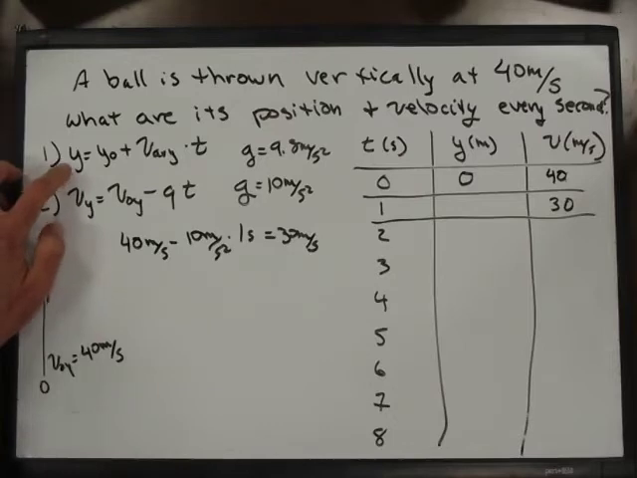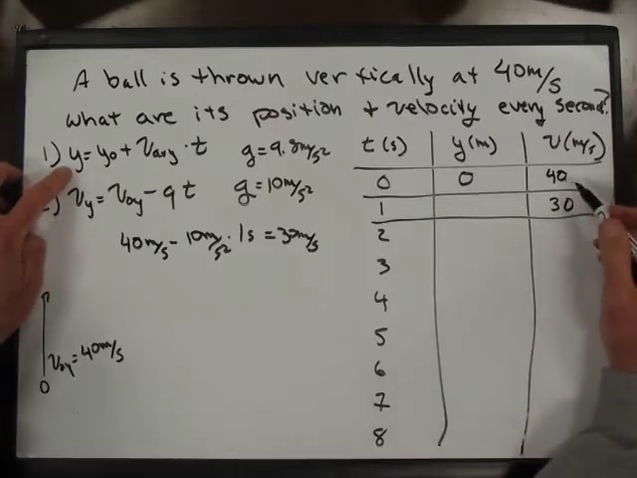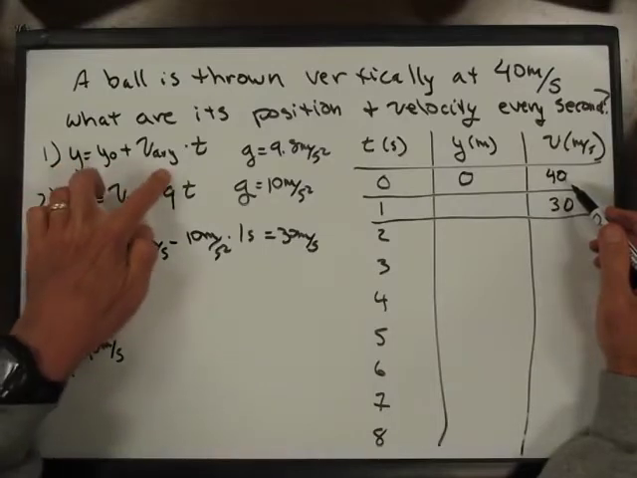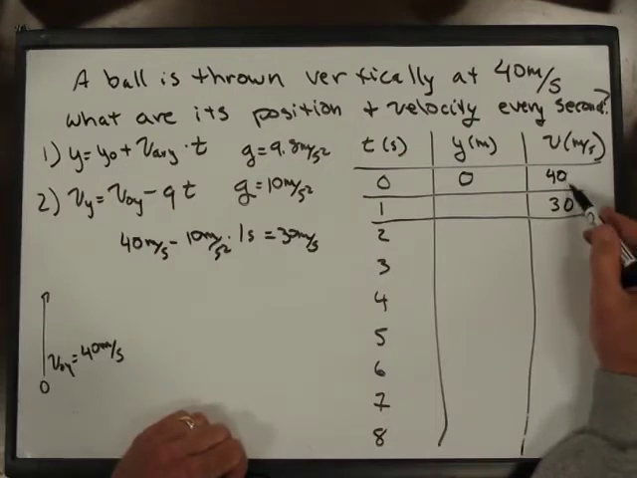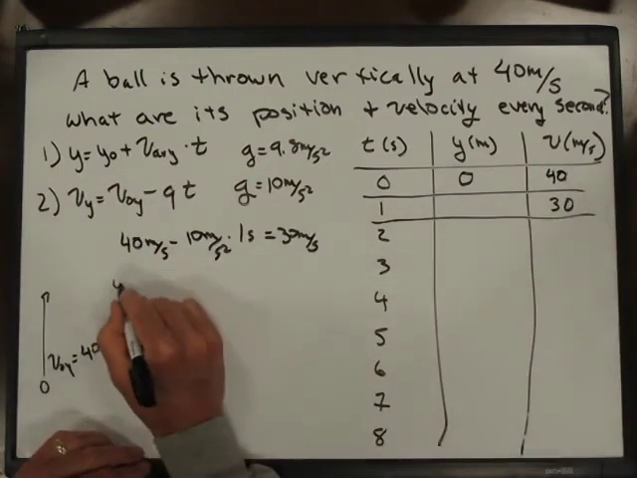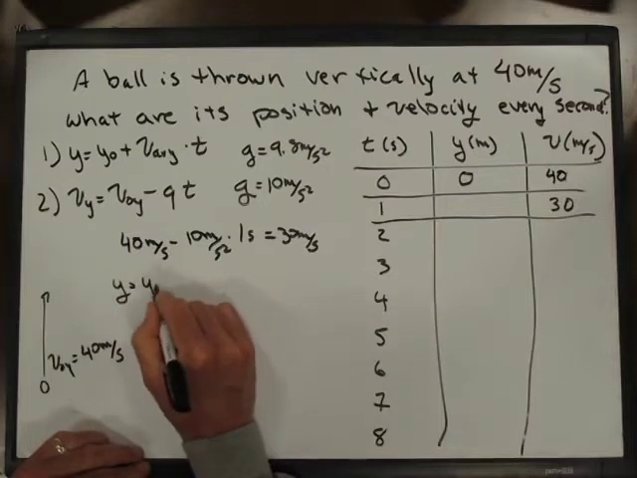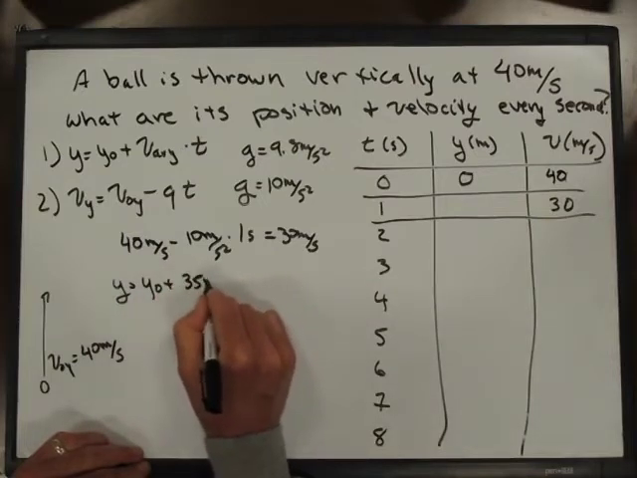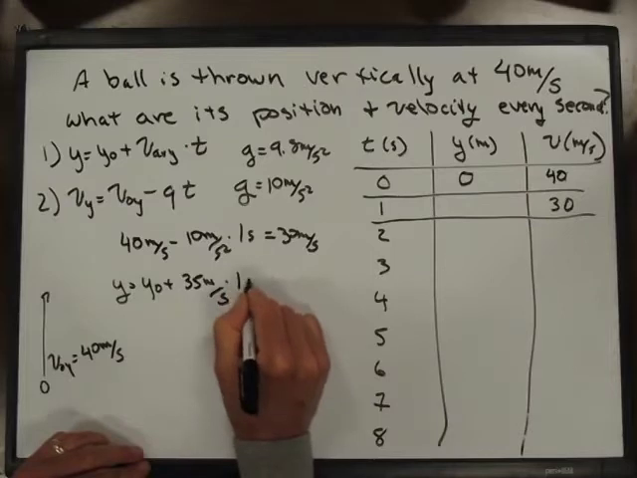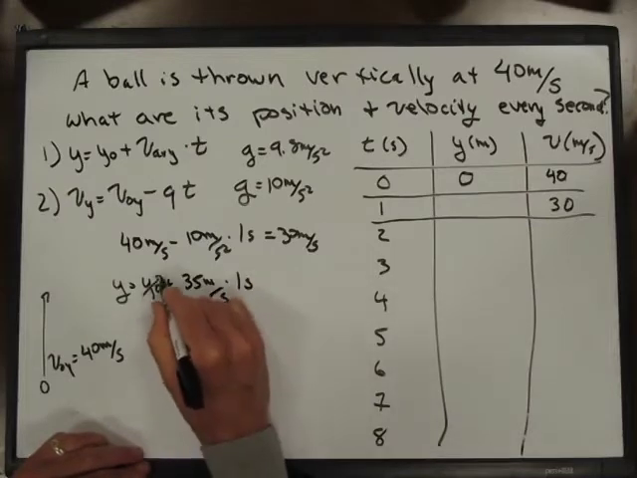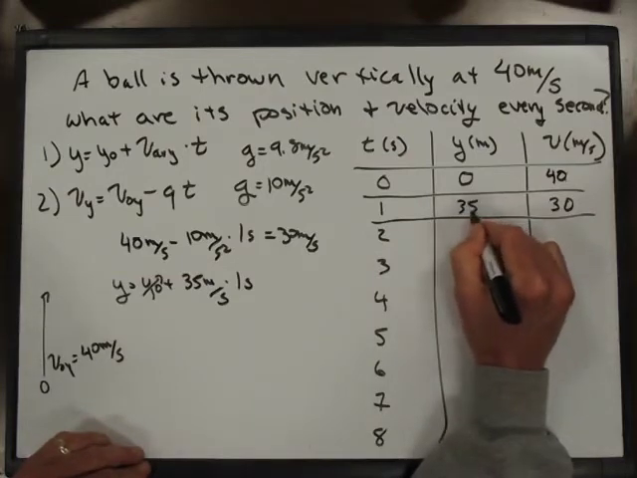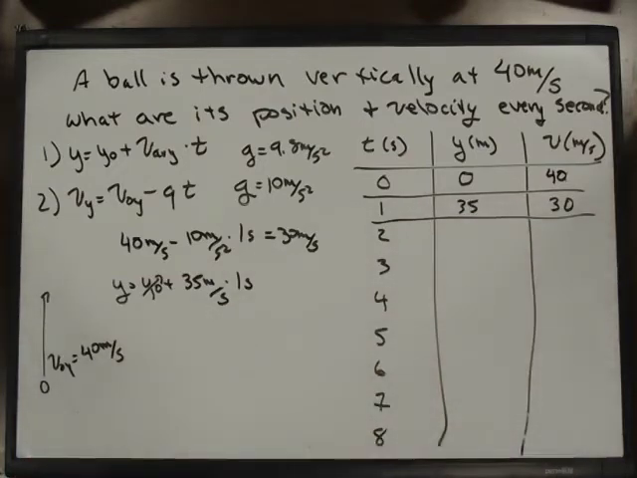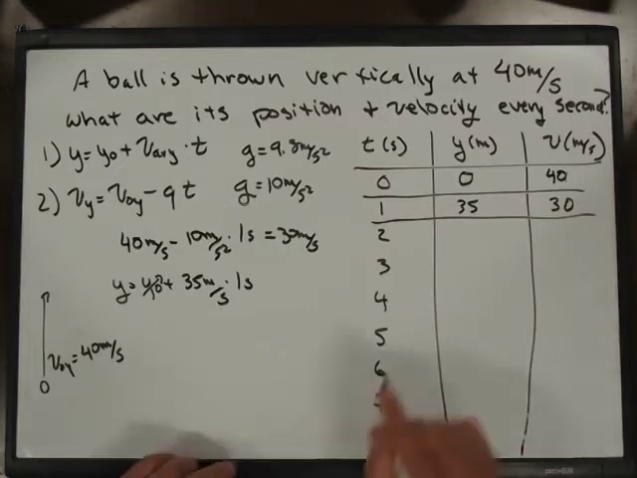Now I can go grab this equation, and I can say, look, the final position is equal to the initial position plus the average velocity times the time. I know the average velocity here is 35 meters per second, so I can say y is equal to y naught plus 35 meters per second times 1 second, right? This guy is 0. We already said the initial height is 0, and so this guy just becomes 35 meters.